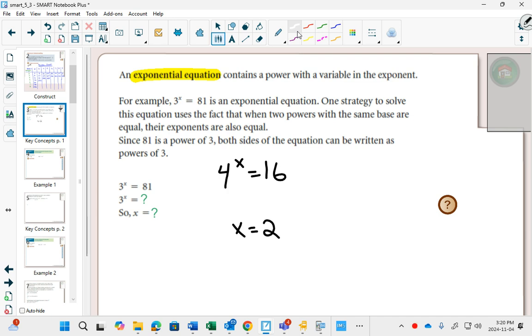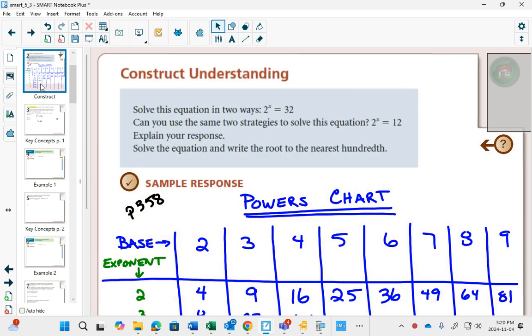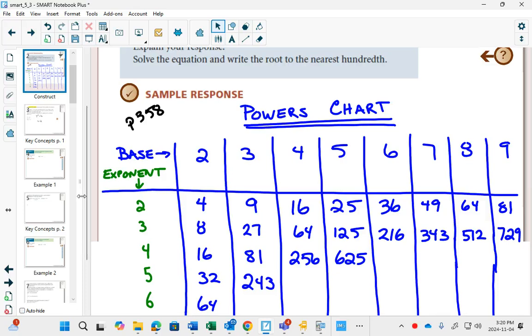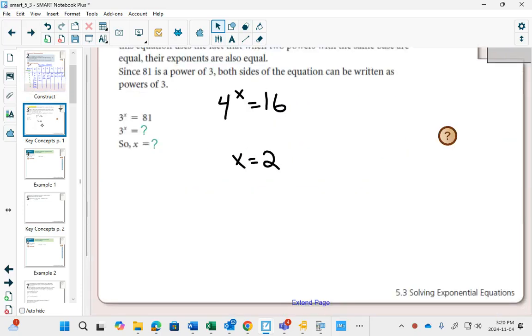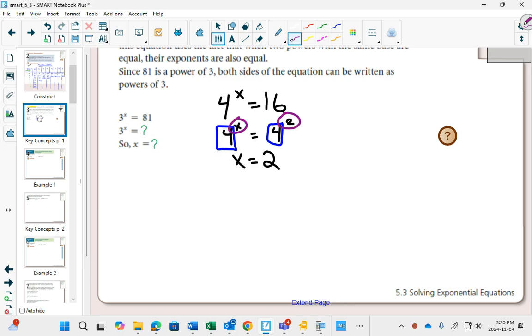But what we're going to do to figure this out is we're going to add a step by saying, in my powers chart, I notice that 4 and 16 are in the same column, right? So that means that I could take 16 and write it as a base of 4 and take that extra step. And if we can write both sides with the same base, does it make sense that if those bases are the same and the equation is the same, then the exponents would have to be the same as well? So for my purple circles, it's obvious that x has to equal 2.